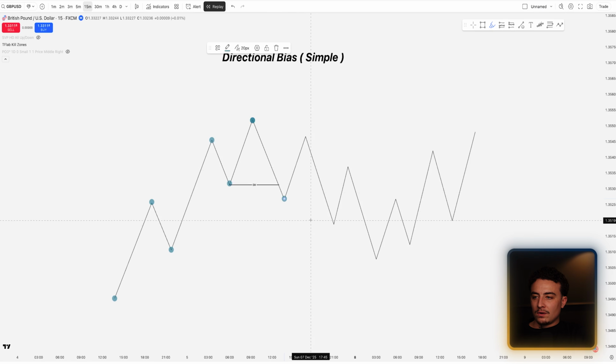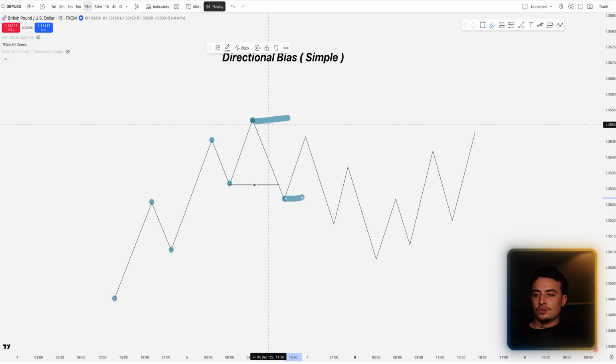And then what I'm looking for now, once we've had this pullback, is either a break of the high or a break of the low, because these are our two swing points. But because we're bearish, my guess is that we will take the low. So what do we do? What happens? We have a pullback somewhere into this leg.